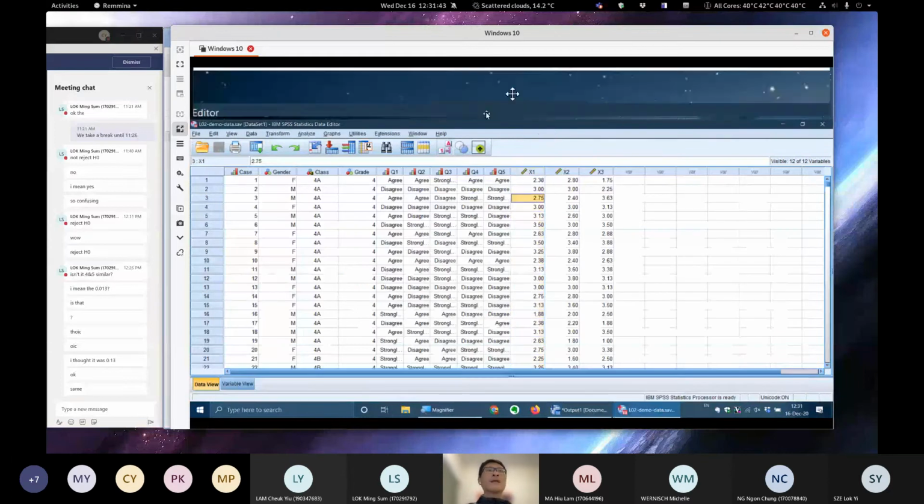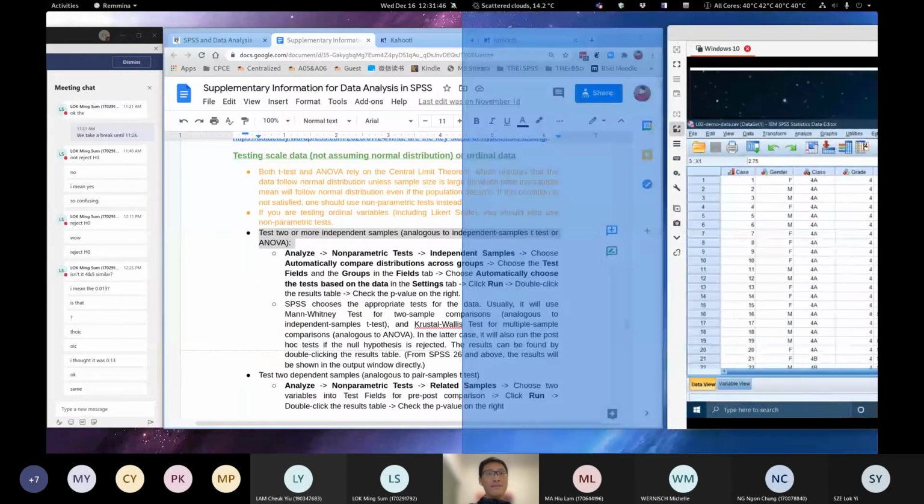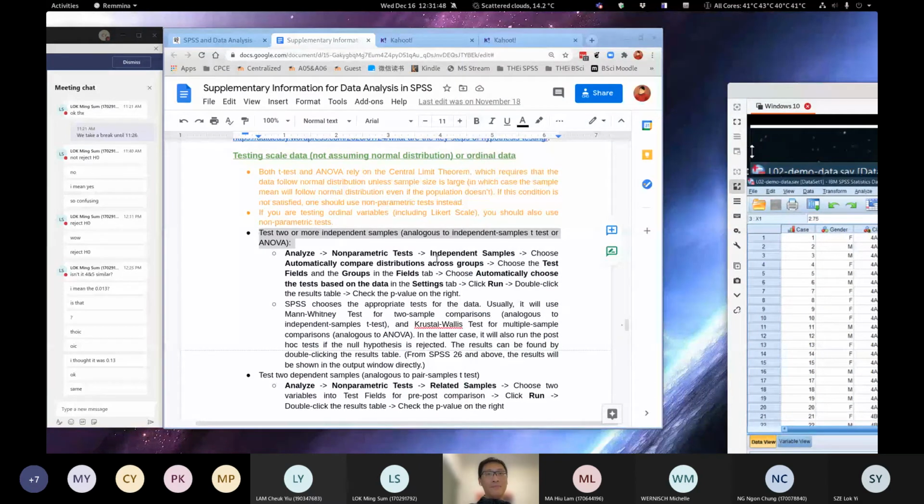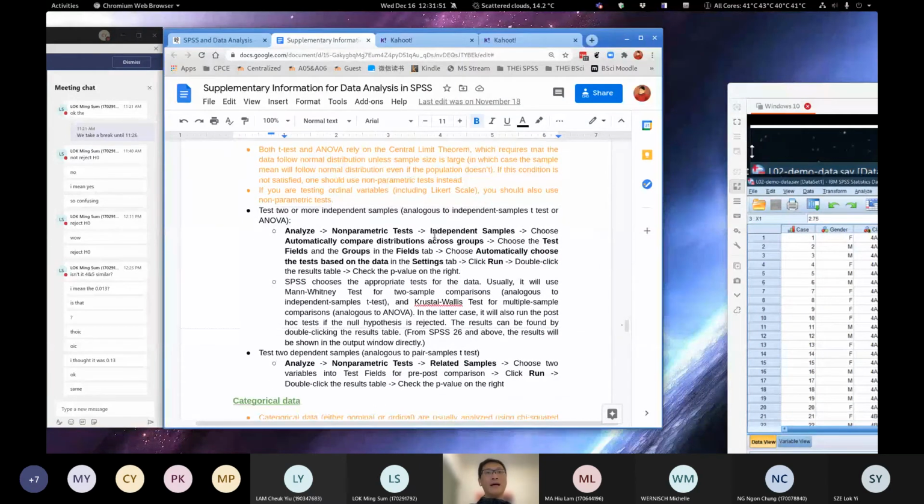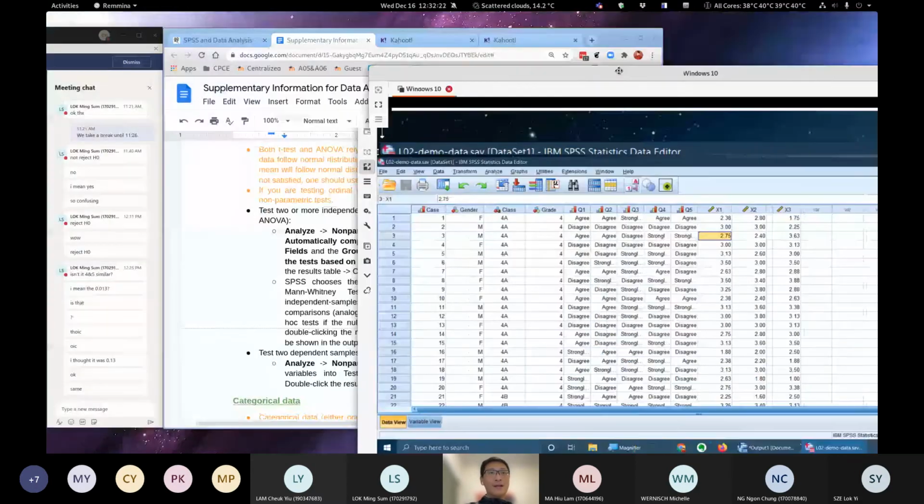Now, to do the non-parametric test, again, we have different types of non-parametric tests. Let's go through one of them that is the most popular. So this is the independent samples. It is like the independent samples t-test, except that we do not have normal distribution. So we do not use the t-test. Instead, we use the non-parametric test. Now, the way to do it is the following.